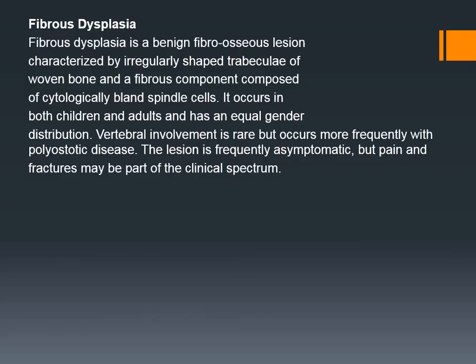Fibrous dysplasia is a benign fibro-osseous lesion characterized by irregularly shaped trabeculae of woven bone and a fibrous component composed of cytologically blunt spindle cells. It occurs in both children and adults and has an equal gender distribution. Vertebral involvement is rare but occurs more frequently with polyostotic disease. The lesion is frequently asymptomatic, but pain and fractures may be part of the clinical spectrum.